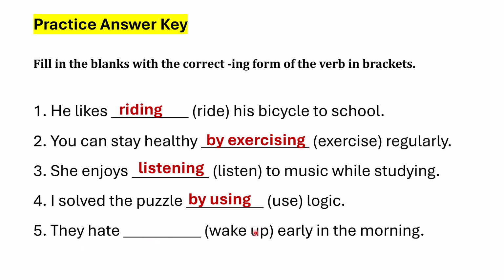They hate wake up early in the morning. So what can we write? They hate, they do not like to wake up early. So here, they hate waking up early in the morning. So these are the ways in which we can use the ing form, showing the verb acting as a noun, that is a gerund, plus another form of it to show how something is done. Like I solved the puzzle by using logic. How did you solve the puzzle? By using the logic. Okay. Now let's move on to the next part.